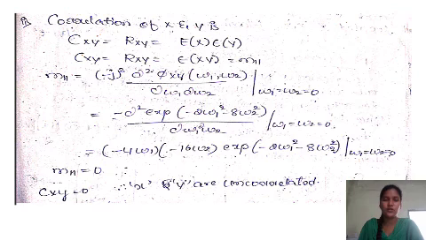Second question, what we need to prove is whether x and y are correlated. So now let us see how they are related. If you see the formula, Cxy equals Rxy minus expectation of x into expectation of y, where Rxy is the expectation of xy, that is equal to m11. If you see the formula of m11, that is equal to minus j squared, ∂² by ∂ω1 ∂ω2 of Φxy(ω1, ω2), where ω1 and ω2 are equal to 0.